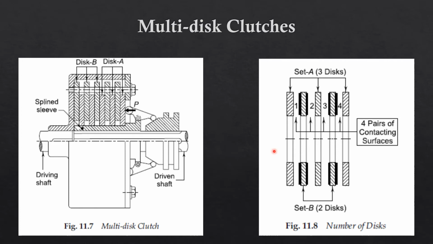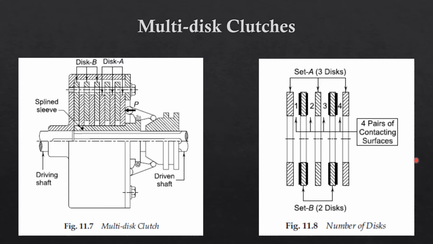Now another figure is shown here, which actually shows the multiple discs that we spoke about. In this figure, we see three sets of disc A and two sets of disc B. And you can see that frictional liners are provided on both sides of disc B. So this is how a multi-disc clutch will function.